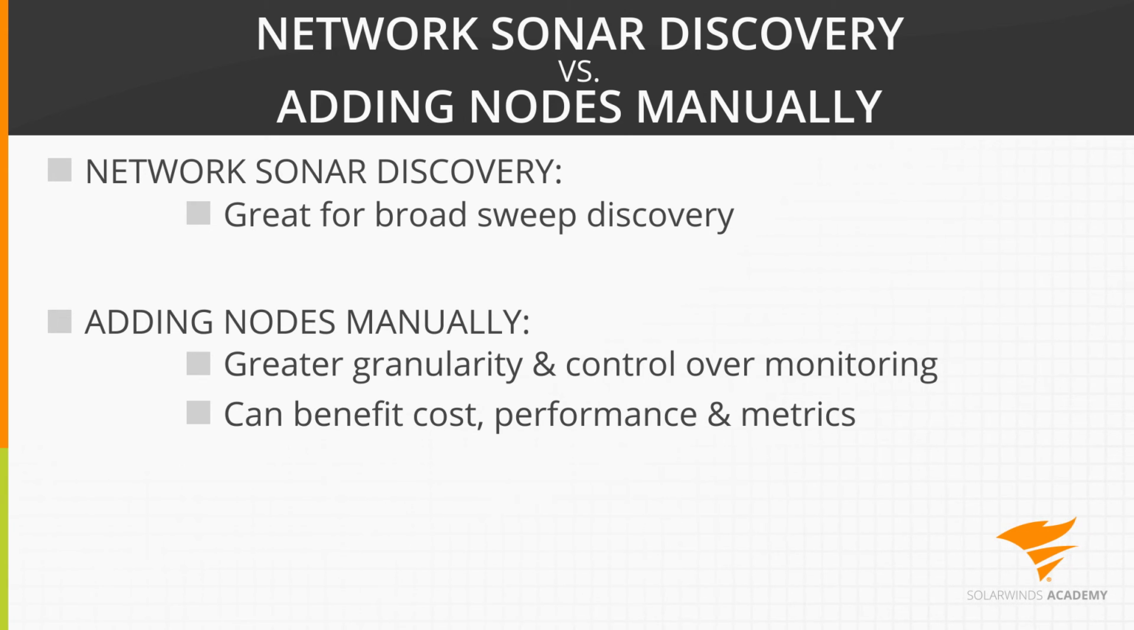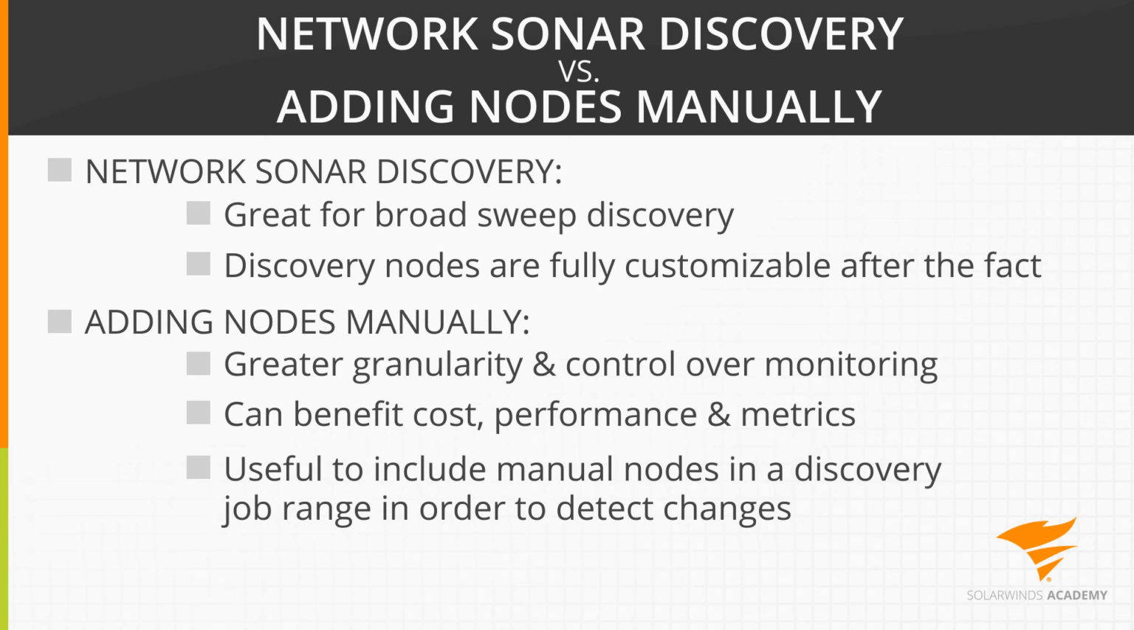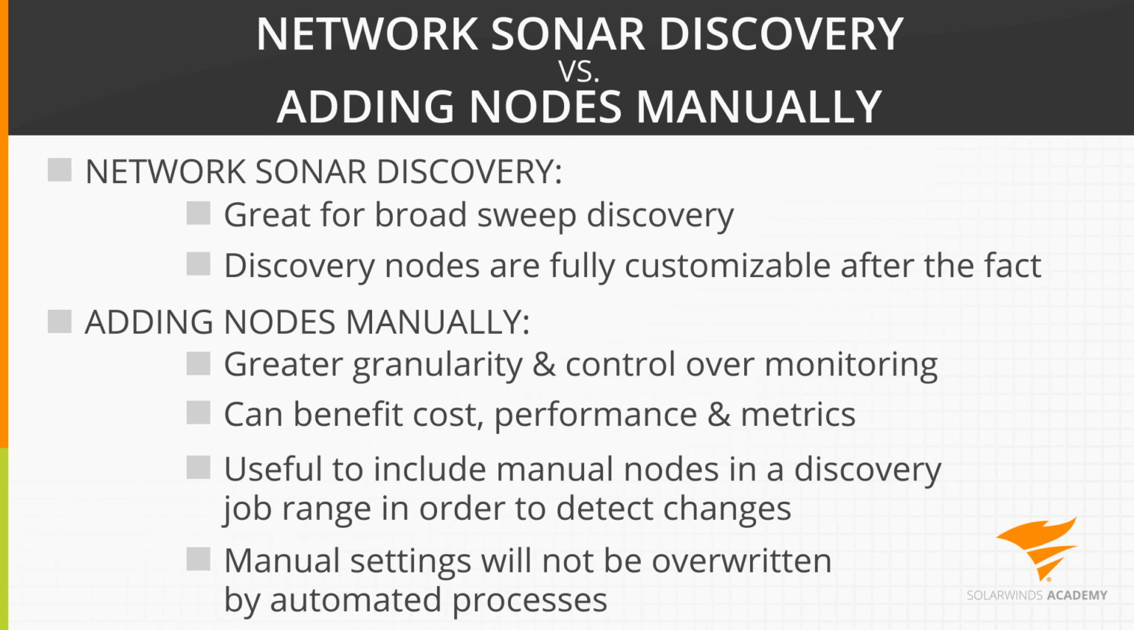If you don't, and the node was added by a discovery job, you can always edit the properties of the node after the fact, and you'll still have all the same options for custom monitoring available to you. But if you do add a node manually, I'd recommend that you still include that node IP in one of your discovery job ranges. That way, when the discovery job runs, it will look for additions to the node, like new interfaces or volumes. And don't worry about your custom settings, because manual settings will never be overwritten by automated processes. In other words, the discovery job won't mess up your custom monitoring.